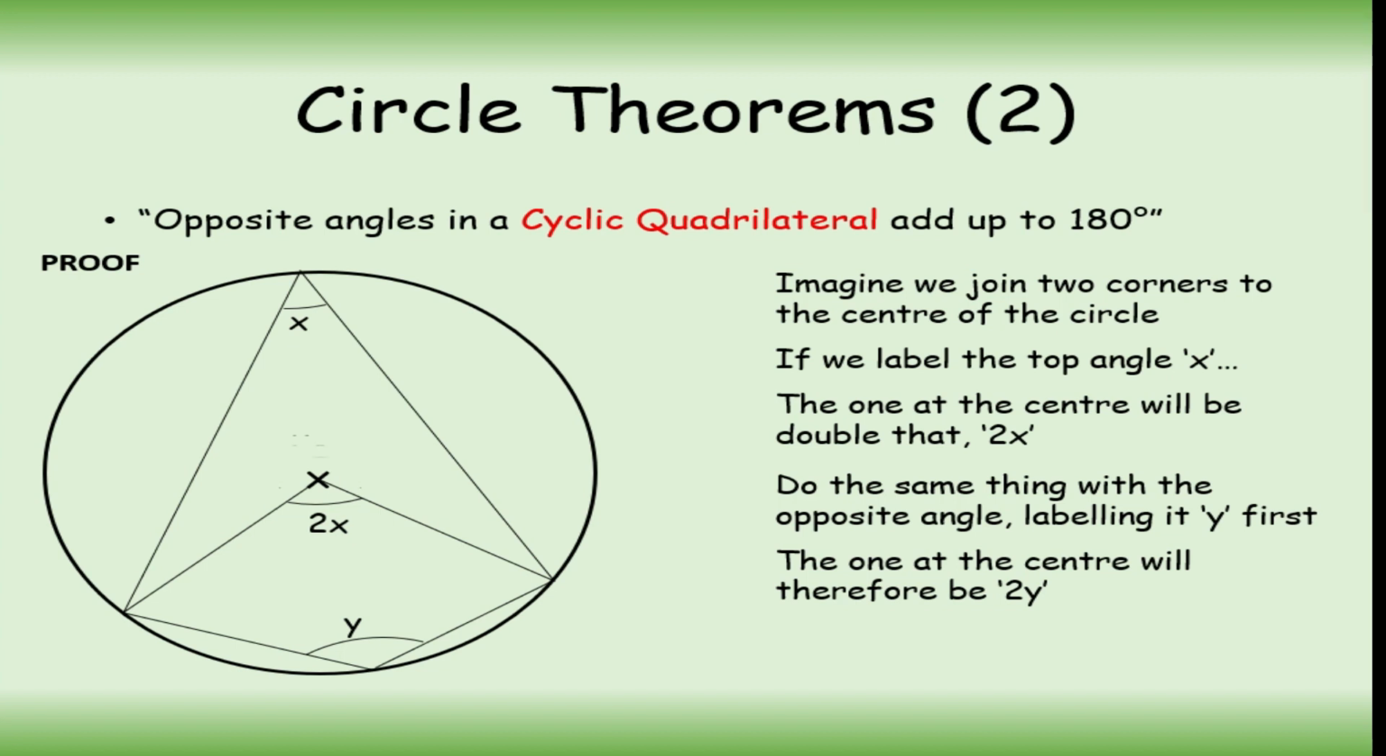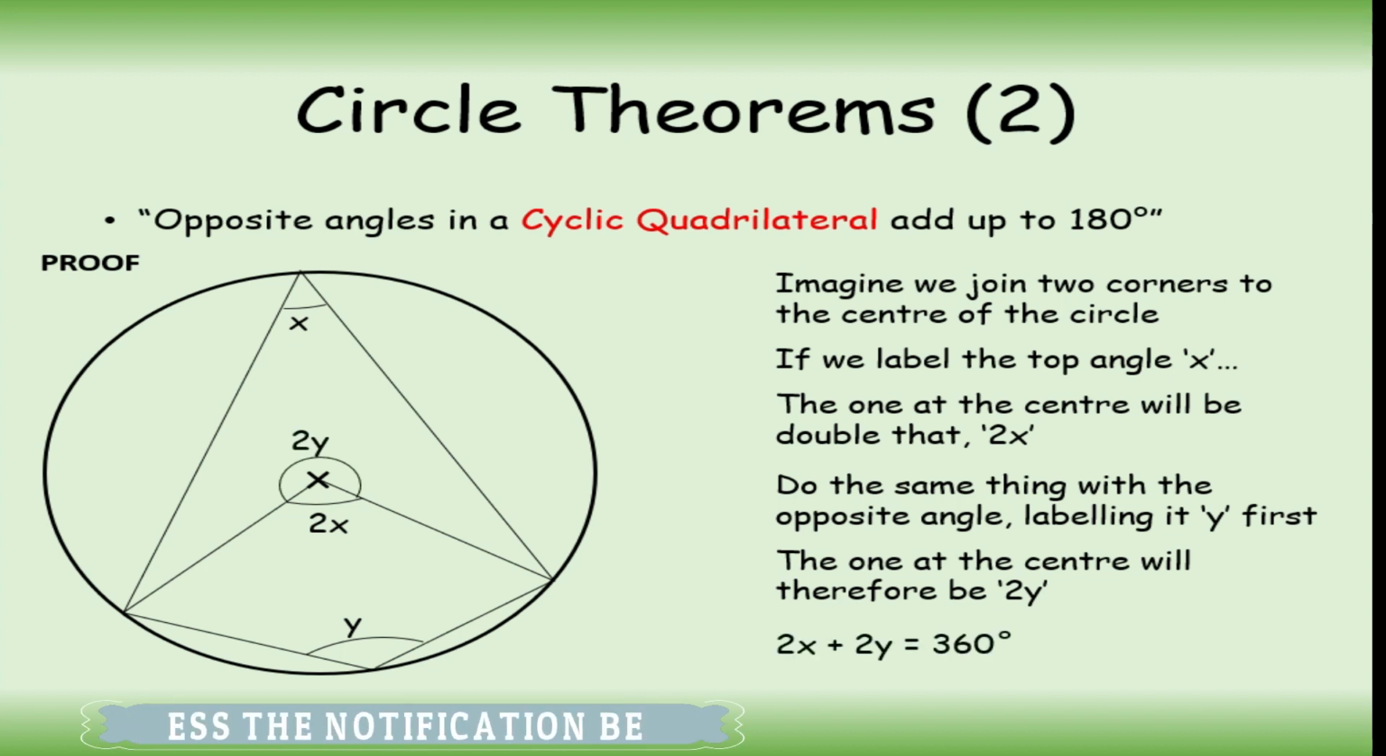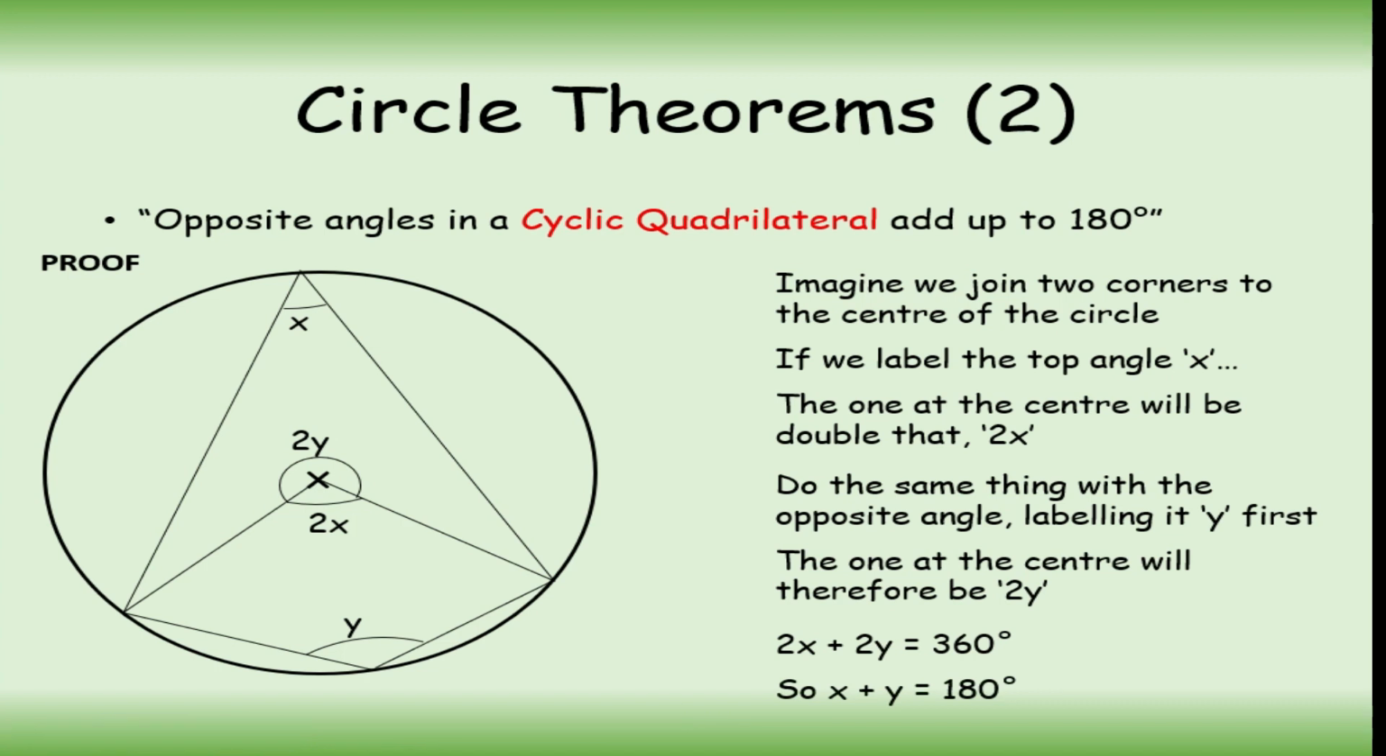Yes, and then 2x plus 2y must give me 360, because angles in a complete circle must give me 360. So 2x plus 2y must give me 360. Therefore, x plus y is equal to 180. You see the proof there. So x plus y must equal 180 degrees.